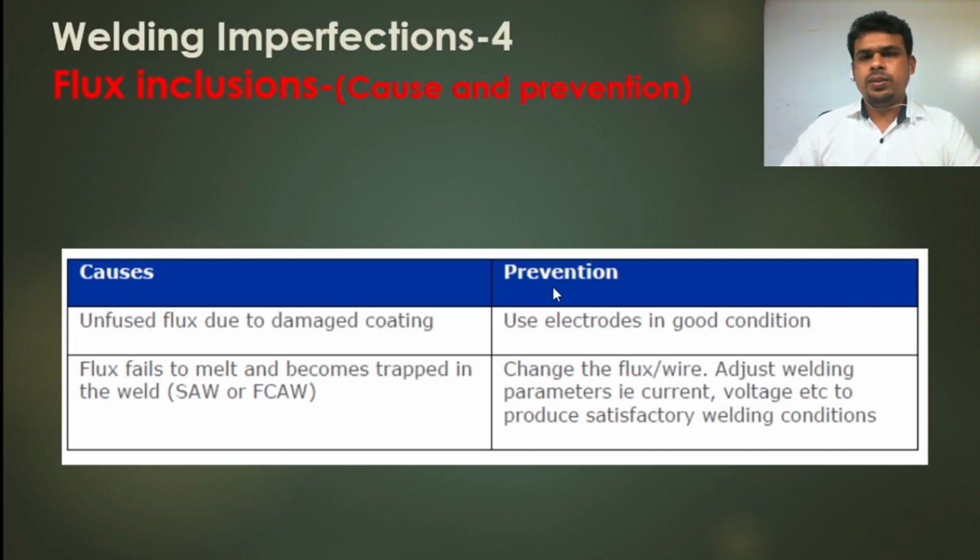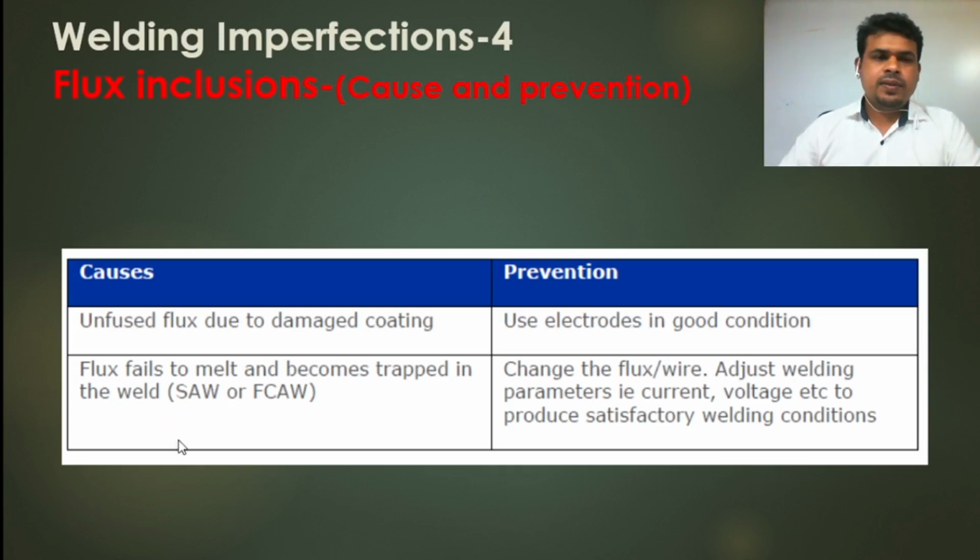So how can we prevent this type of problem? Use electrodes in good condition. We should always use electrodes in good and dry condition. This we need to consider all the time. The electrode we use must be 100% neat and clean, without any defects, without any damage, without any contamination. Only then can we prevent many types of welding defects.